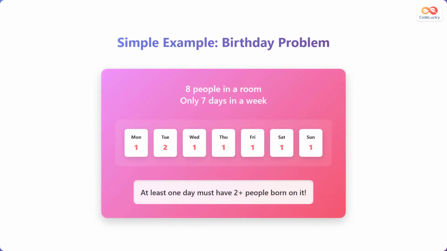Consider this simple example, the birthday problem. Imagine there are 8 people in a room. Given that there are only 7 days in a week, at least 2 people must share a birthday on the same day of the week. For instance, Monday may have 1 person, Tuesday may have 2 people, Wednesday, Thursday, Friday, Saturday, and Sunday each have 1 person. In conclusion, at least one day must have 2 or more people born on it.